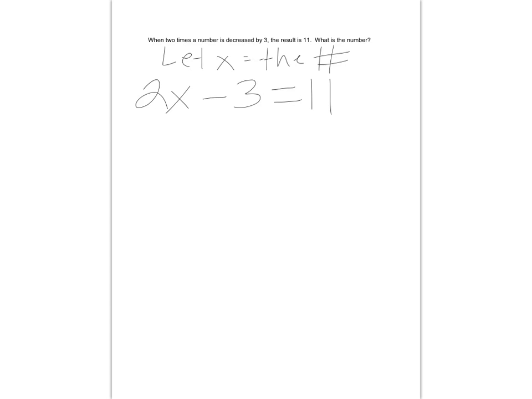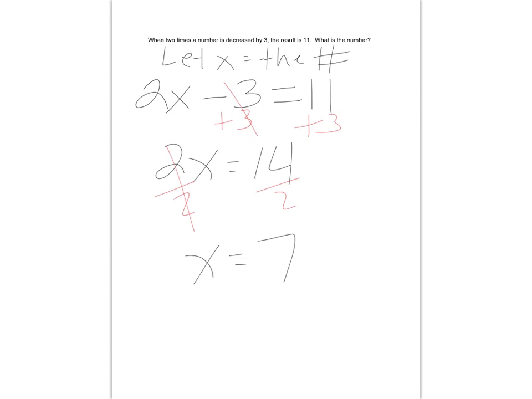Now let's solve. We want to get x by itself. To get rid of minus 3, we add 3. And we have 2x equals 14. And then divide by 2. So x equals 7.